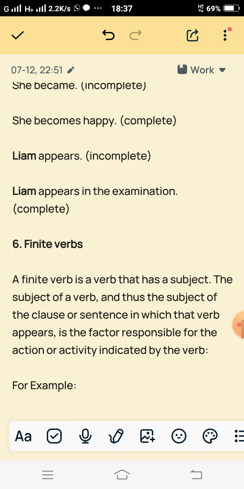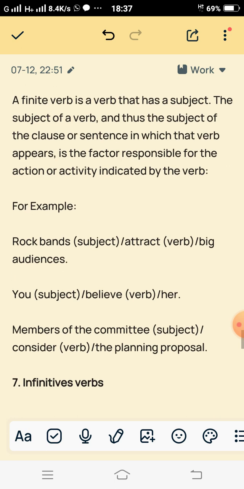For example, rock bands, subject, attract, verb, big audience. You, subject, believe, verb, her. Members of the committee, subject, consider, verb, the planning proposal.